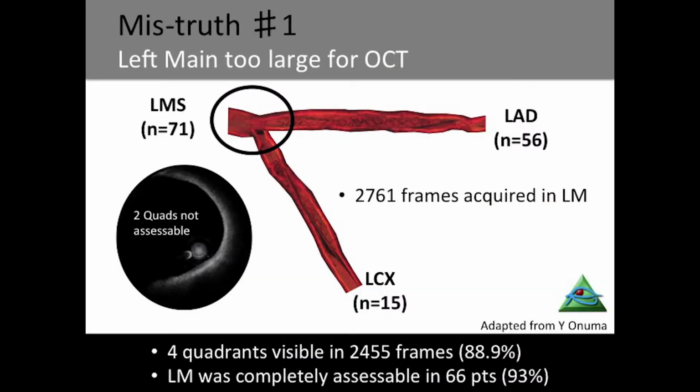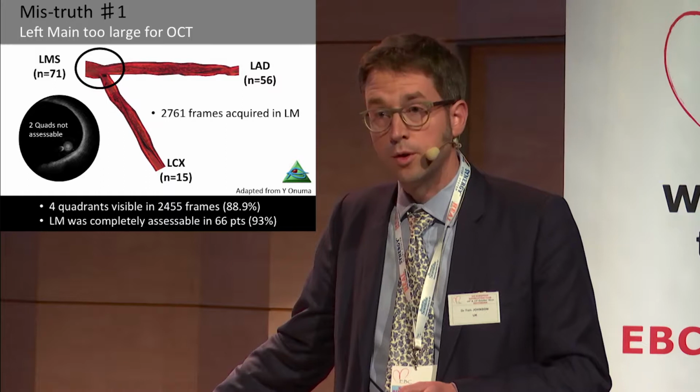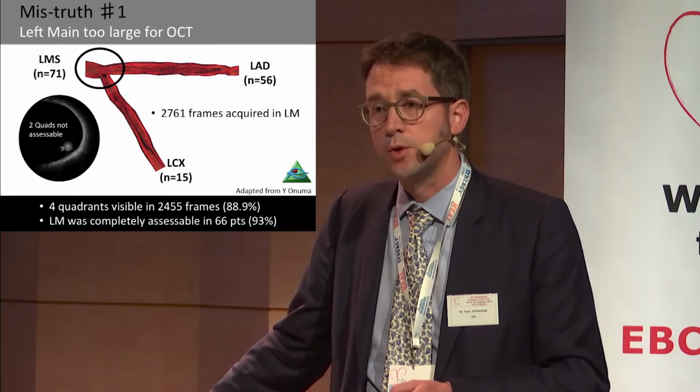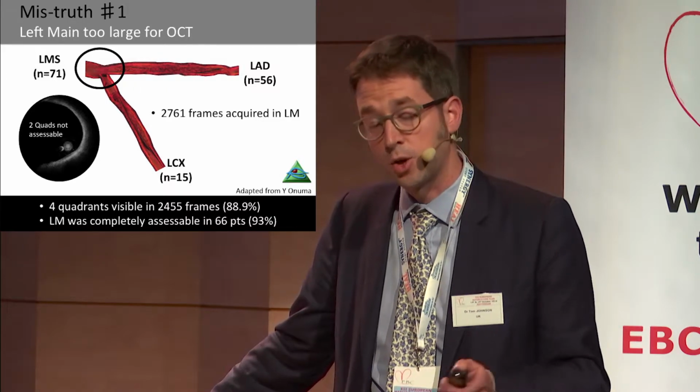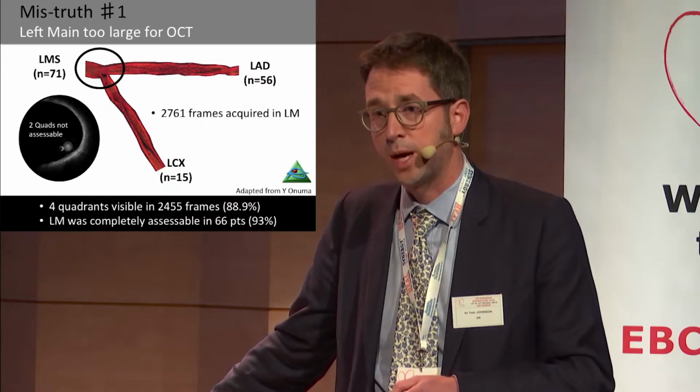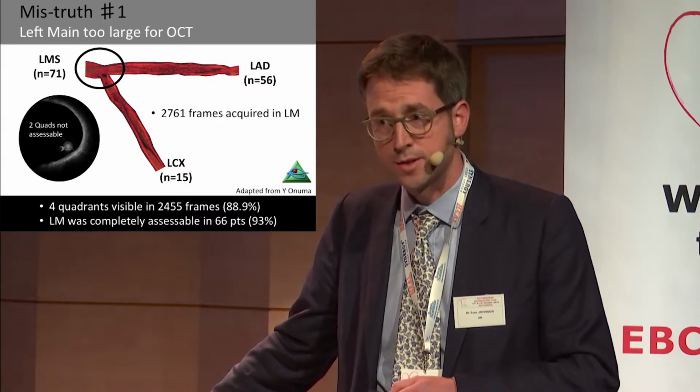So the first myth-truth that I wanted to dispel was the one that I hear that the left main is simply too large for OCT, and so IVUS is probably the way that we should be imaging. Now this data from Yoshi and Numa from the TROPHY trial shows very nicely that of 71 left main segments that were imaged by OCT, over 2,500 frames of imaging, greater than 80% of those frames allowed all 4 quadrants of the left main to be analysed. And that equated to more than 90% of patients having adequate analysis of the left main imaging.